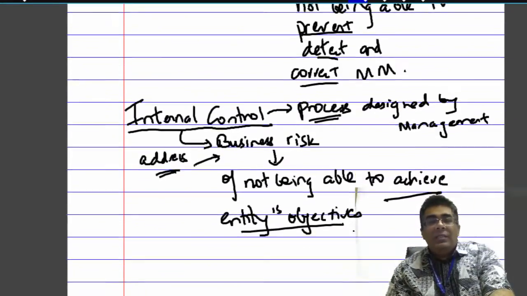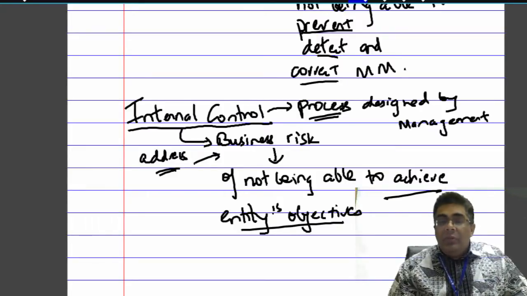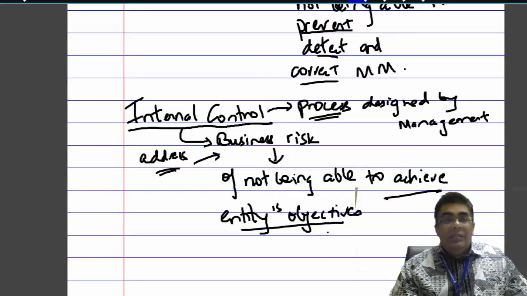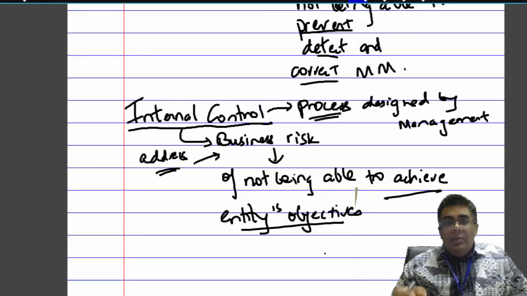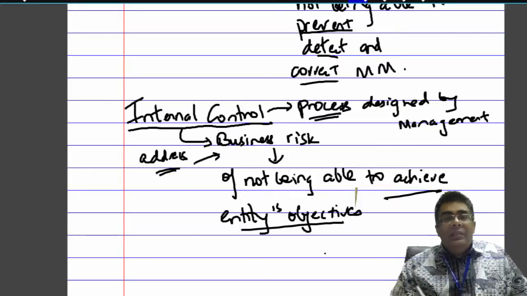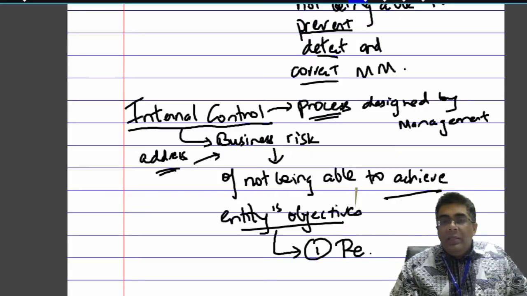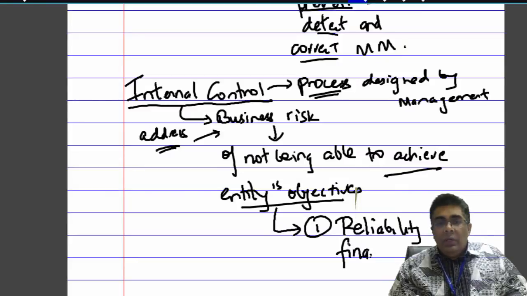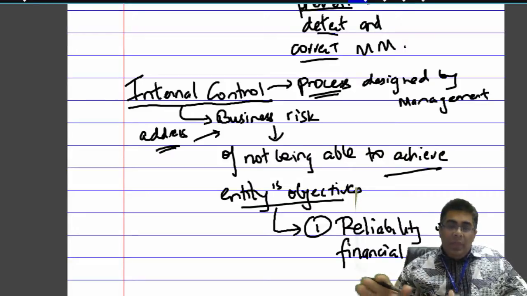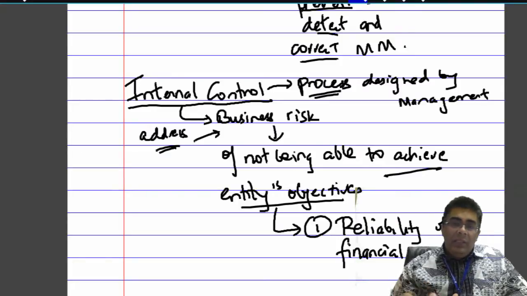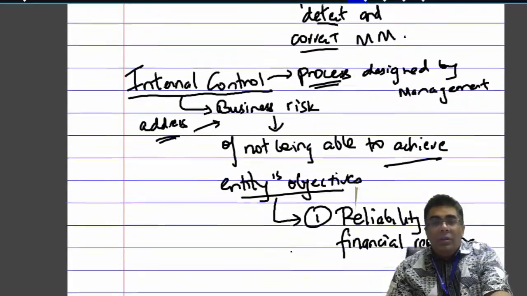So what are those entities' objectives that the internal controls, particularly which the auditor will like to assess? Because we are not going there as a consultant, we are going there as an auditor. So I'm going to talk to you about what are the internal controls that the auditor will want to assess with regard to the entity's objectives. Number one is about the entity's objective with regard to reliability of financial reporting. So you want to know what are all the internal controls which the management has designed, which ensures that the financial reports are reliable. So we want to assess all the processes.